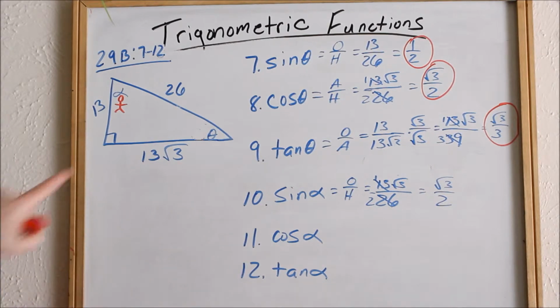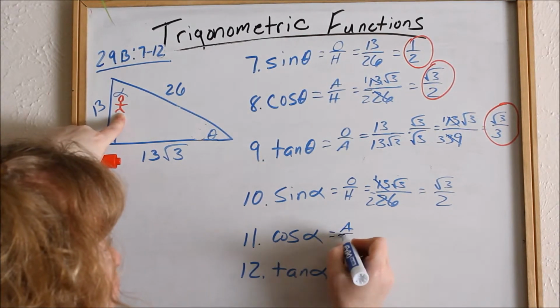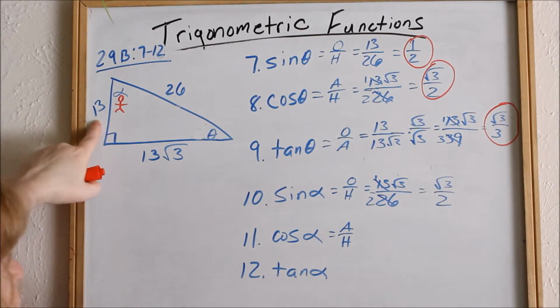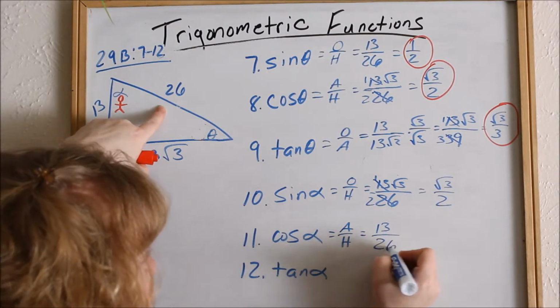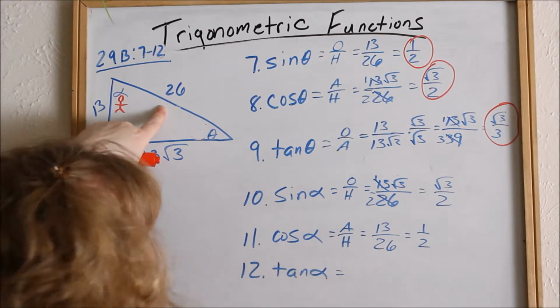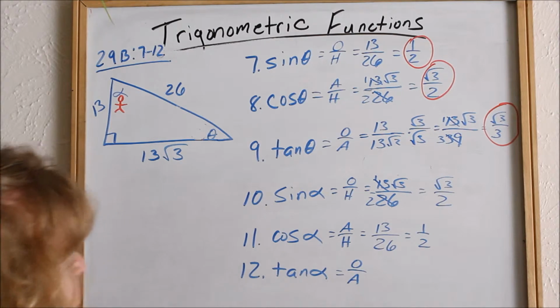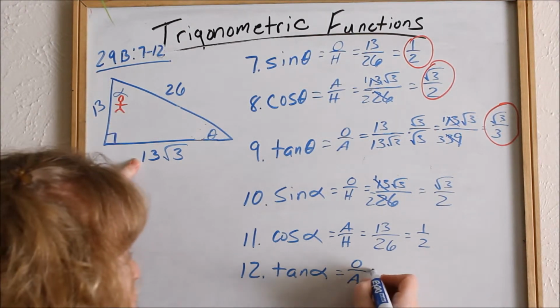Cosine alpha. Cosine, I'm standing here. Cosine is adjacent over hypotenuse. If I'm standing here, the side that is adjacent or next to me is 13. The hypotenuse is 26. That will reduce to 1/2. Tangent of alpha. The definition of tangent is opposite over adjacent. If I'm standing at alpha, the side opposite of me is 13 square root of 3.